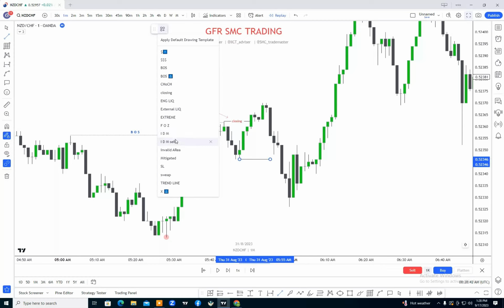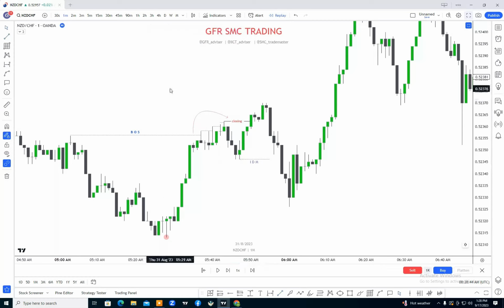Now after confirmation of breakout of structure, we need to confirm our inducement. Here is the inducement. After confirmation of inducement, our higher high will be confirmed at this point. Now what we need to do, after confirmation of higher high, we will mark and analyze this whole swing move to find our high profitable order block and high profitable structure.